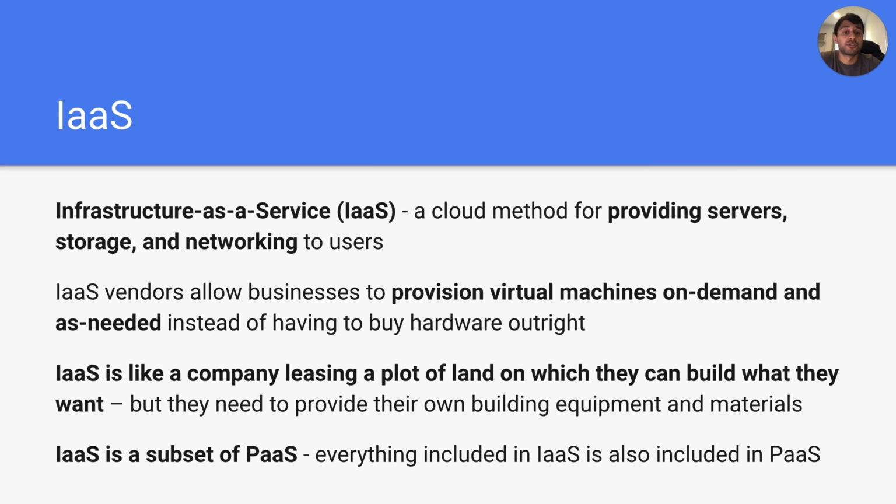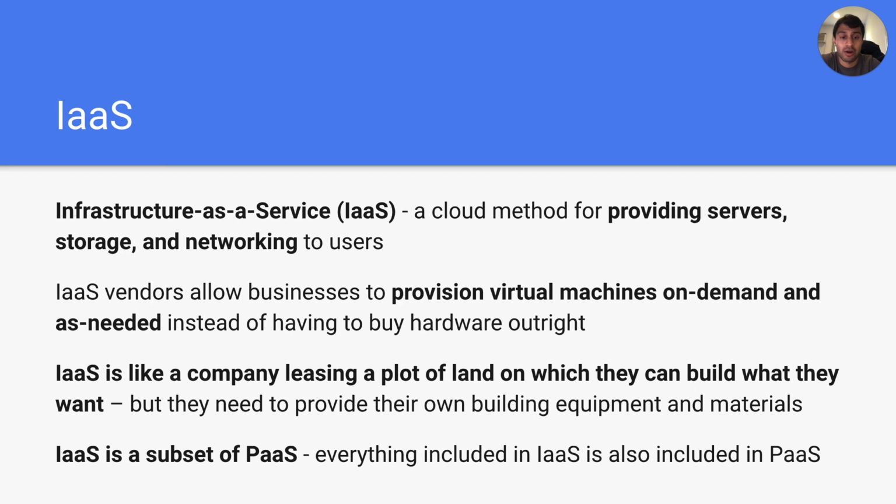So now moving on to a third category, IaaS, or Infrastructure as a Service. Infrastructure as a Service is a cloud method for providing servers, storage, and networking to users. So it's a subset of PaaS that literally only captures the infrastructure itself. It provides raw servers, raw storage space, and raw networking capabilities.